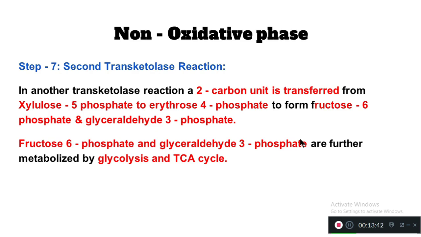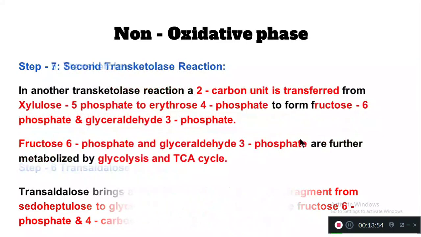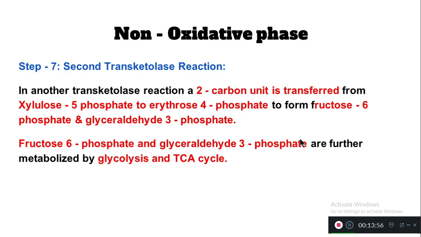Finally, step 7 is the second transketolase reaction. Already one transketolase reaction takes place in the fifth step, and now the second takes place in the 7th step. Because of this, a 2 carbon unit is transferred from xylulose 5-phosphate to erythrose 4-phosphate. Because of this, we get fructose 6-phosphate and glyceraldehyde 3-phosphate.